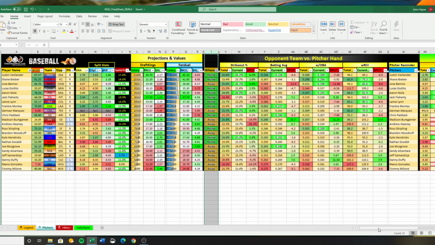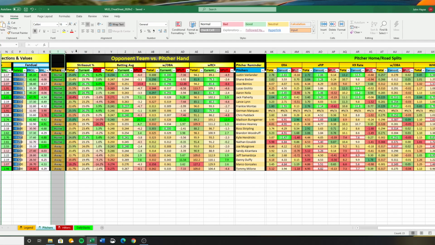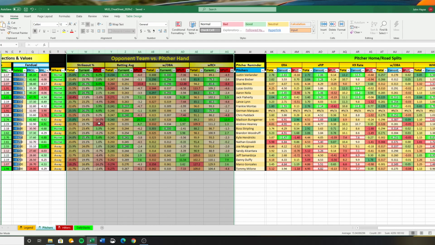And then you come down here, we've got the home away, and then this is an always fun tab, and I may add another column or two. So this is the opponent team that the pitcher is facing and how they do versus the pitcher handedness. So some teams, when they face a lefty, they get killed. Some teams, when they face a righty, they get killed. So this is an indicator of how you can figure that out.